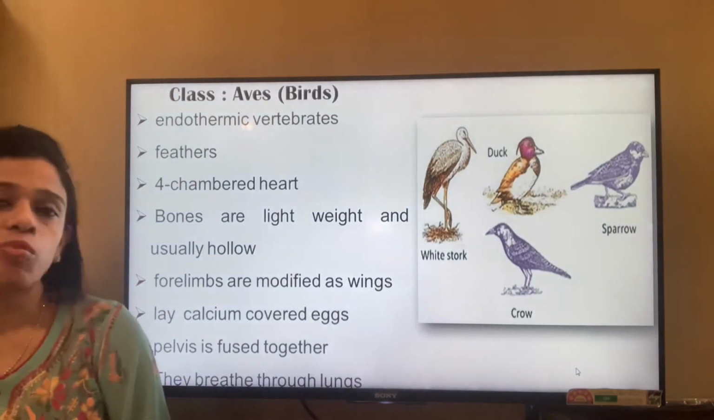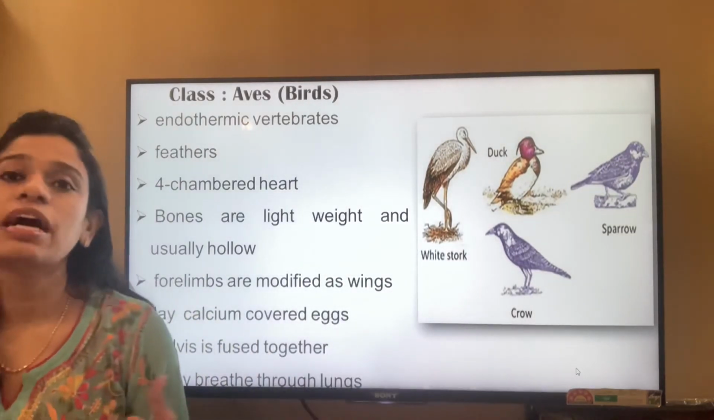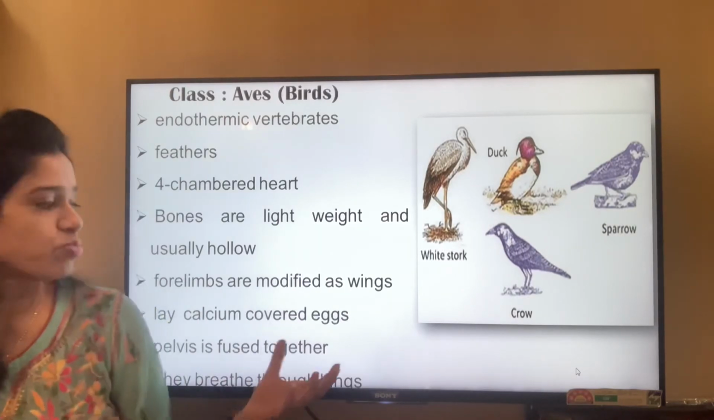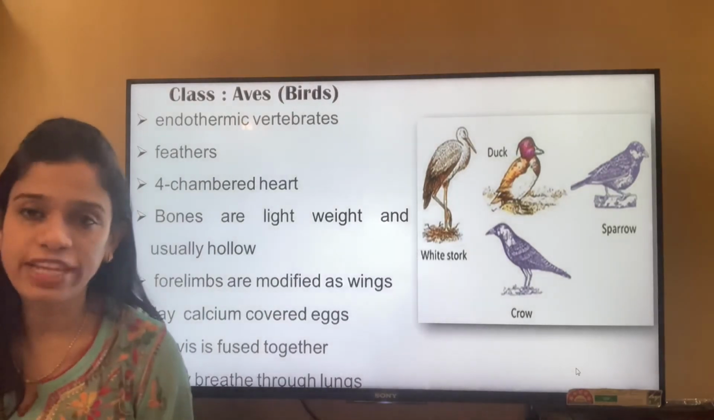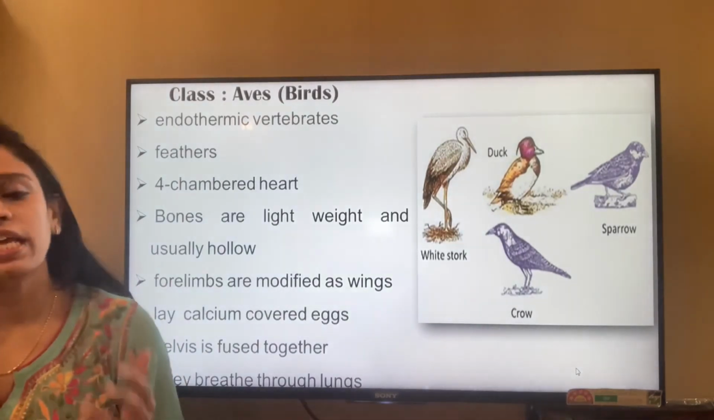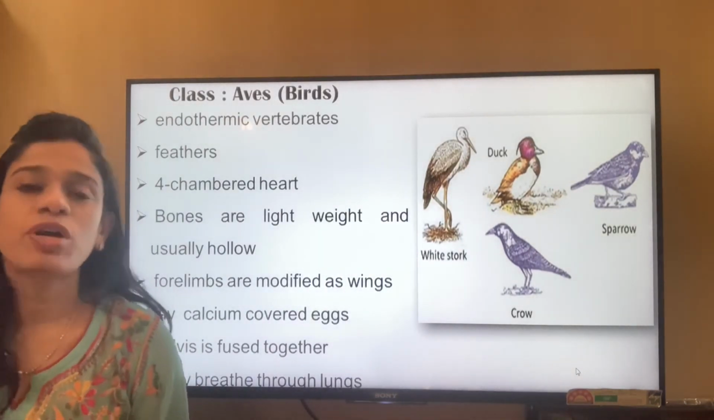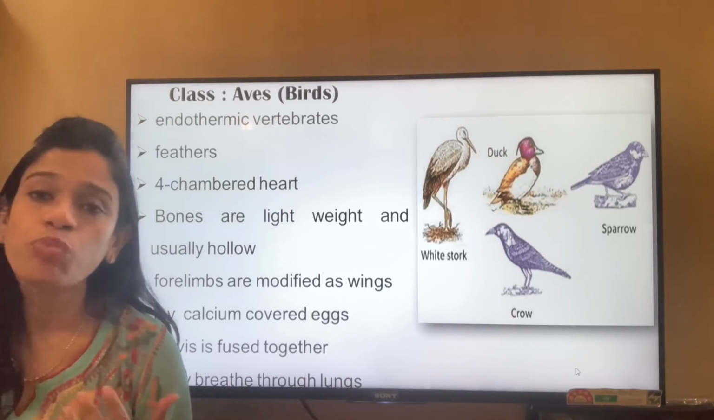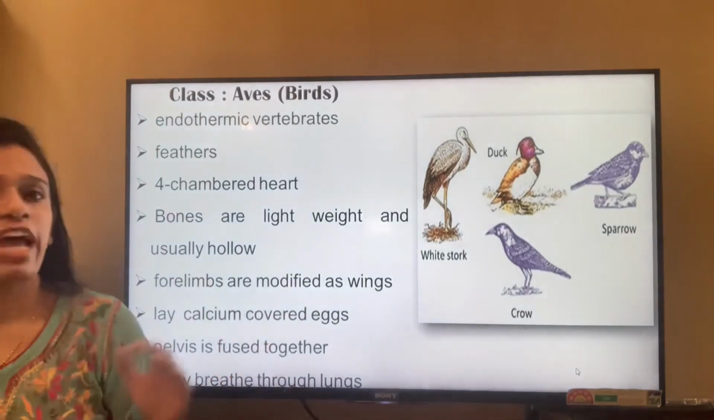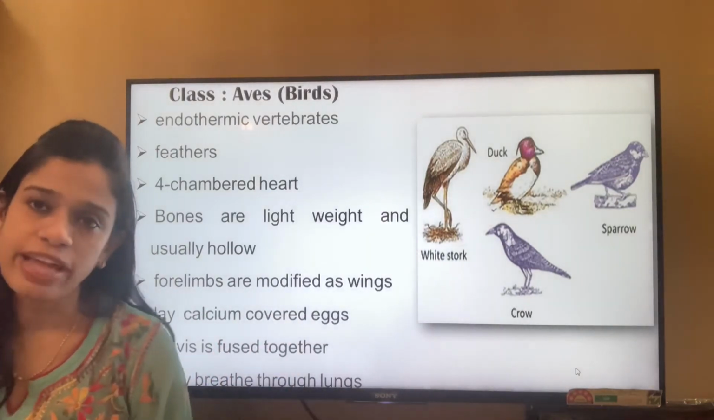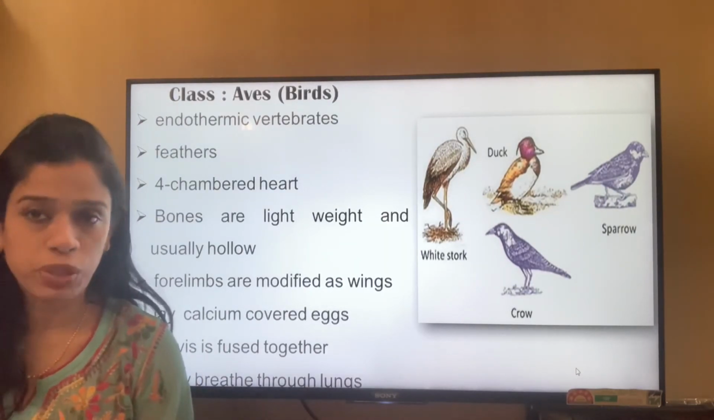And their forelimbs are modified as wings. They have only two limbs, and the forelimbs are modified into wings. Then they lay eggs, which are covered with a coating of calcium. Now this calcium coating helps in preventing damage to the eggs on land, because on land you have to be more careful, as the environment is more hazardous. So they have calcium-covered eggs, which helps protect the eggs, and this class totally lays eggs. They do not give birth to young ones.